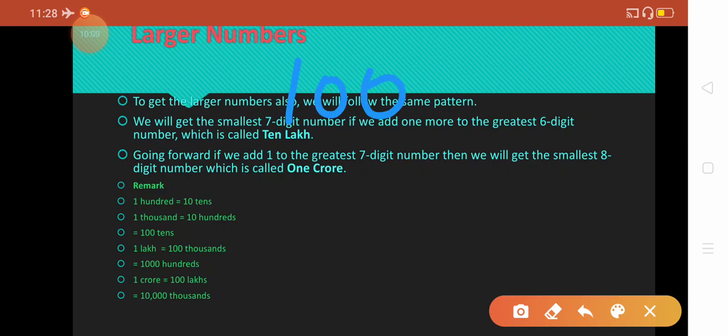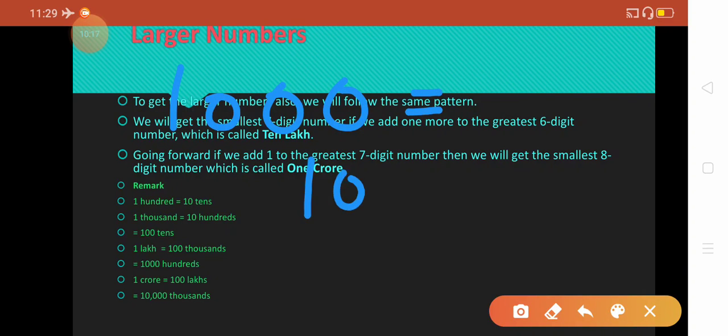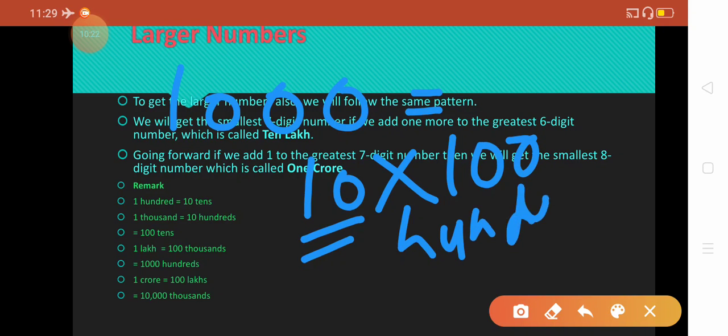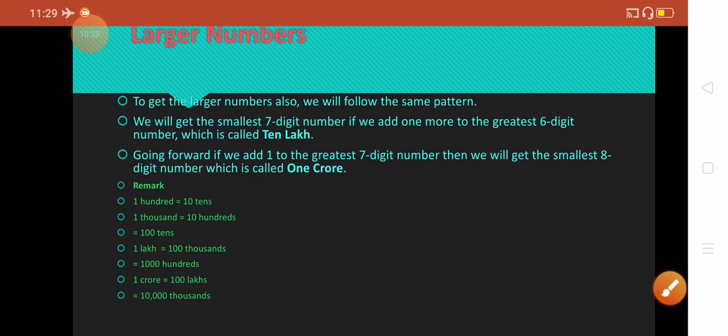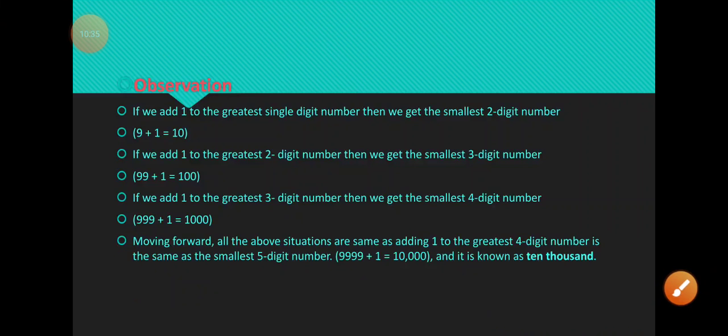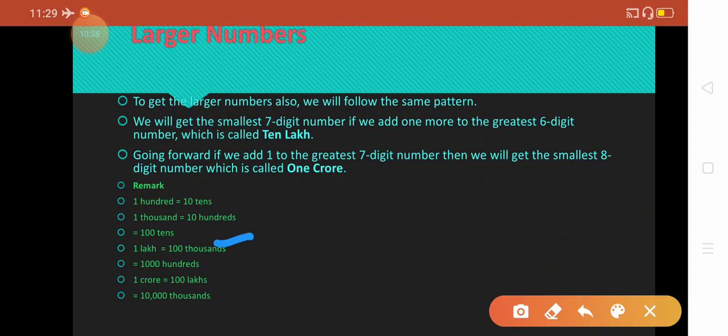100, we can write it as 10 into 10, that is 10 tens. 1000, how many zeros are there in 1000? 3 zeros, so we can write it as 10 into 100. So this is 10 hundreds. We can write it as 10 hundreds or 100 tens. In this way, 1 lakh is equal to 100,000.